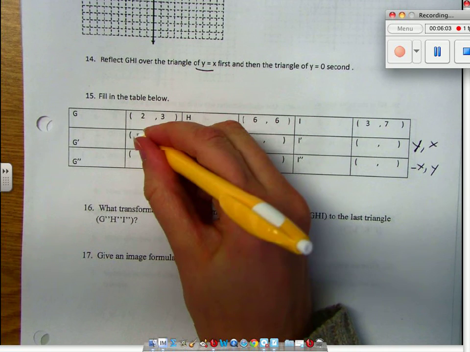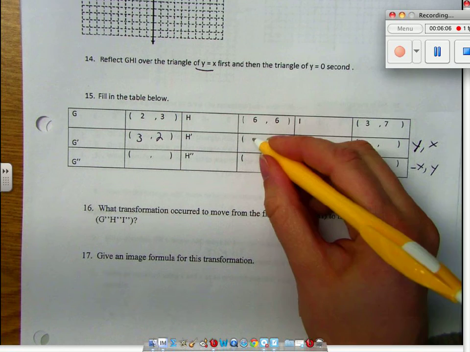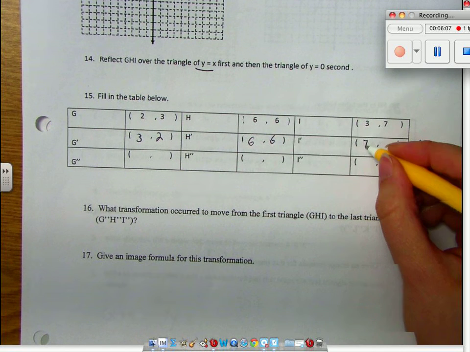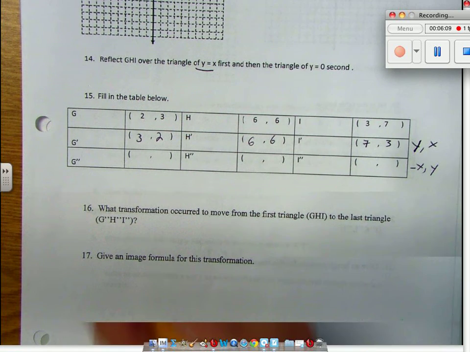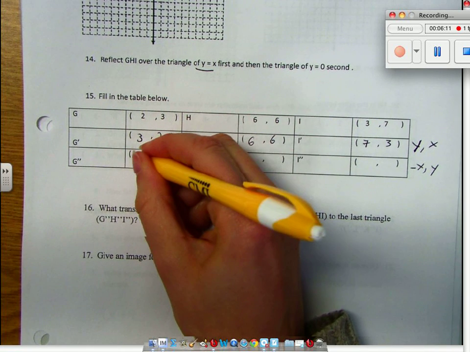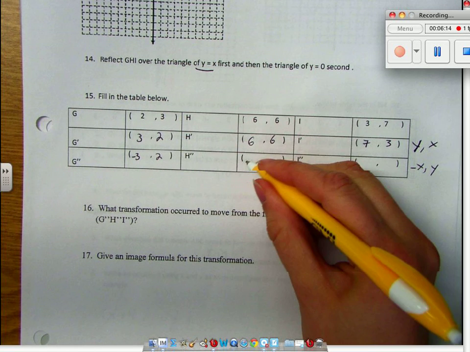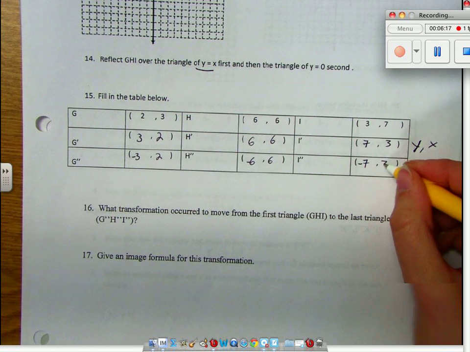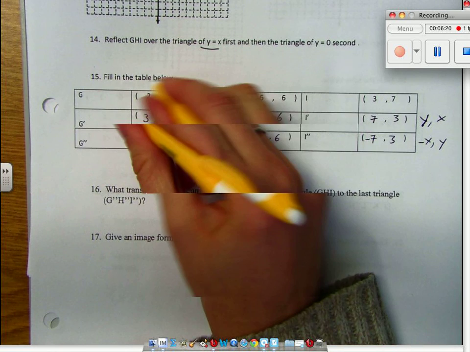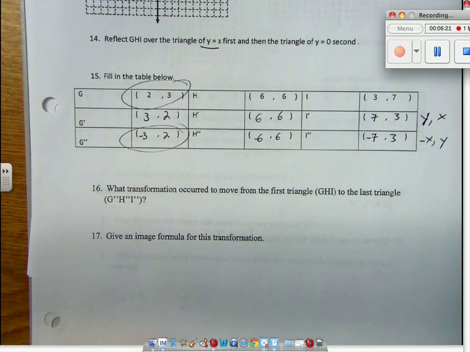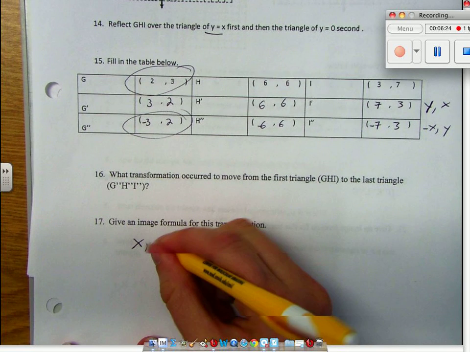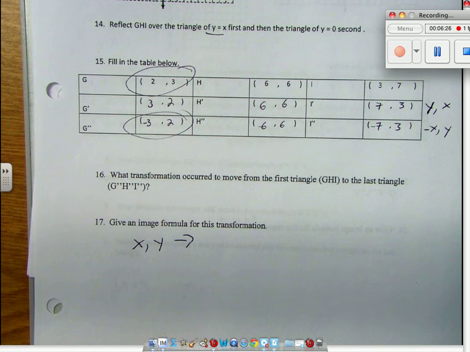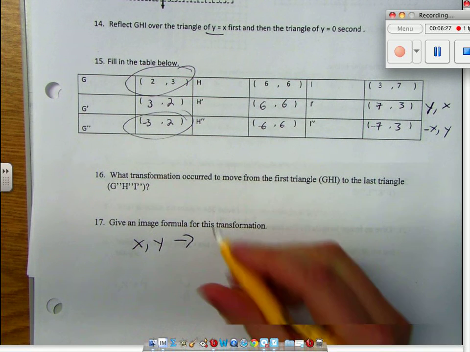So we get 3, 2, 6, 6, 7, 3. And then we're going to change the sign of the first one. So it's negative 3, 2, negative 6, 6, negative 7, 3. Okay, if I'm going from the top to the bottom, what's happening? Instead of x comma y, it becomes negative y comma x.